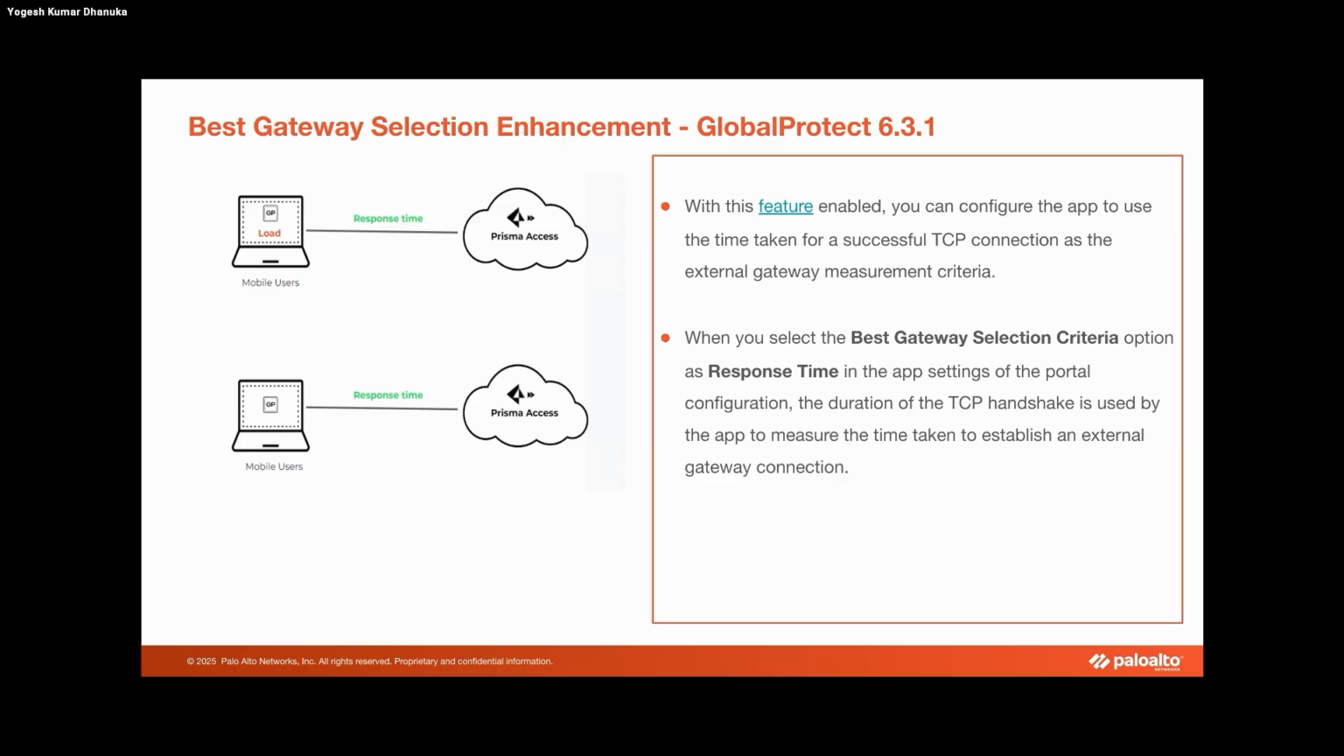And because of that, GP can still connect to the primary gateway, the gateway which is closer to the user's location. Based on that, it can identify the correct weight and then connect to the expected gateway. And this feature is available only with GP version 6.3.1 and above. You do need to enable this in the app settings.